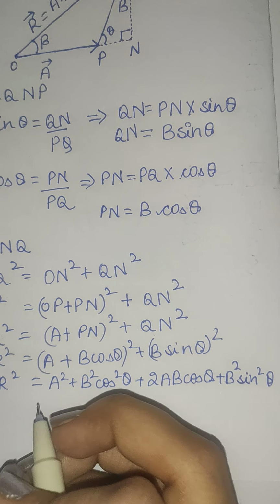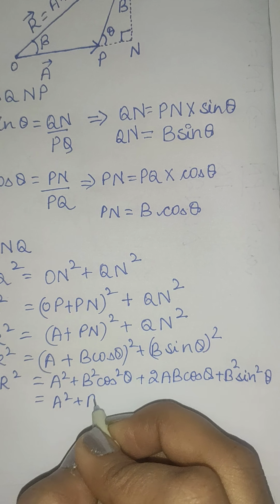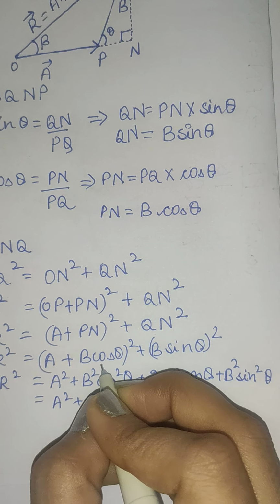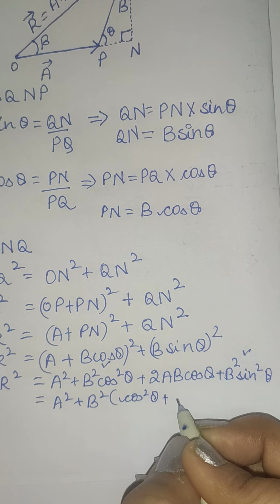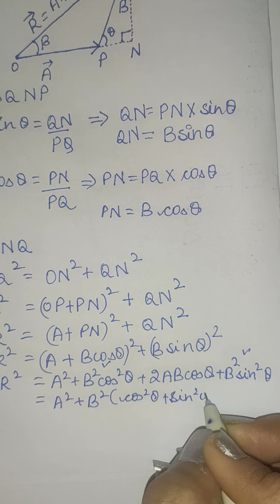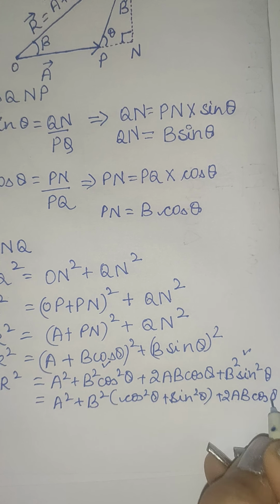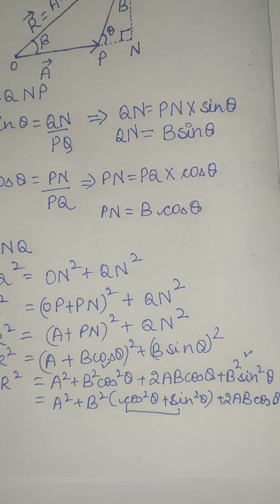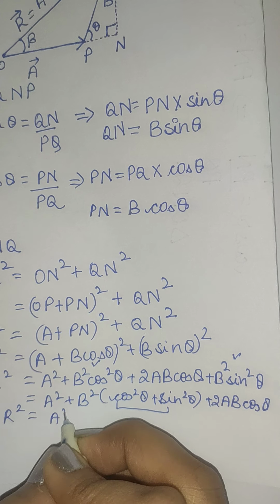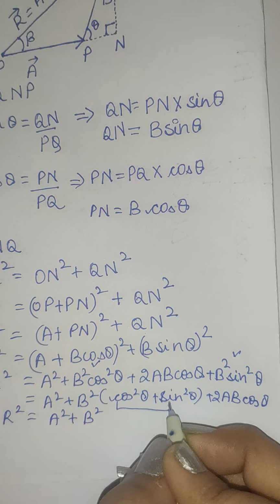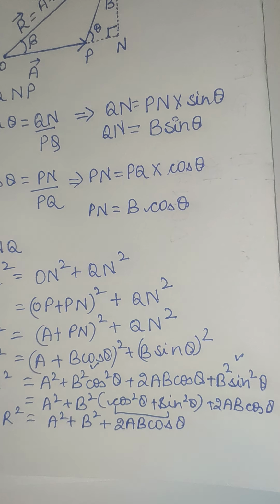Now let us club up the things. Let A square be one way. Let us club B square terms. So I get B square, when I take B square common from this term and this term, in the bracket I have cos square theta plus sin square theta, and last we are left with 2AB cos theta. Now we know cos square theta plus sin square theta is 1. So what I'll get? R square is equal to A square plus B square, because this term reduces to 1, so I get B square plus 2AB cos theta.